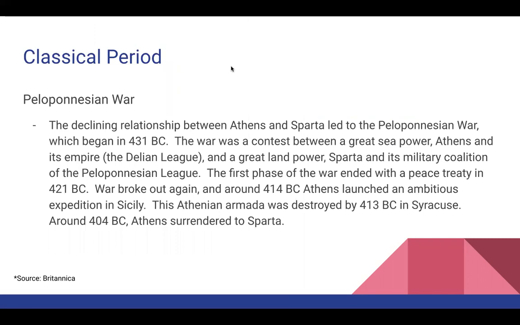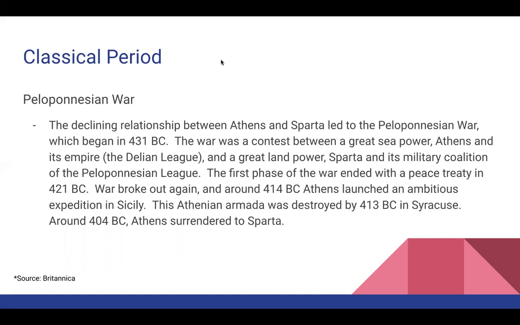Following is the Classical period, and a major event that happened during the Classical period was the Peloponnesian War. The declining relationship between Athens and Sparta led to the Peloponnesian War, which began in 431 BC. The war was a contest between Athens, which was a great sea power, and its empire, which was called the Delian League, and Sparta, which was a great land power, with its military coalition of the Peloponnesian League.